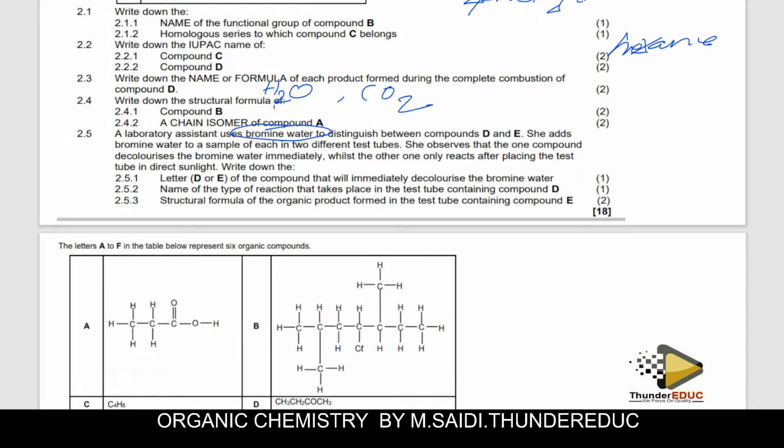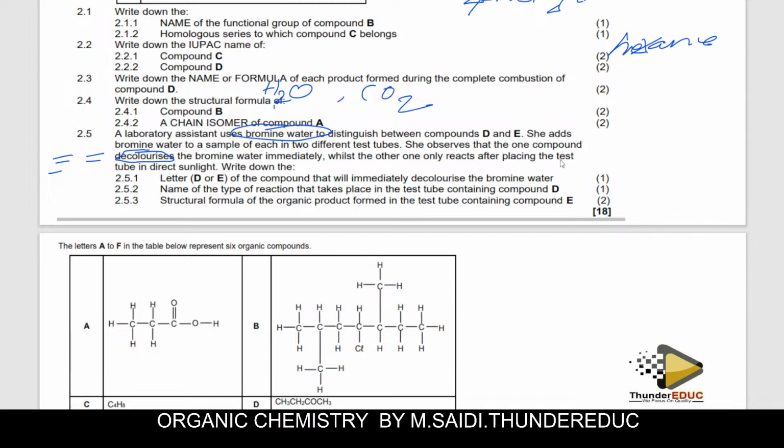They are saying that a laboratory assistant uses bromine water to distinguish between compound D and A. She added bromine water to a sample of each in 2 different test tubes. She observed that one compound decolorizes. Now, once you see this, one compound decolorizes, your mind must be that this must be a double bond or a triple bond between carbon atoms. Bromine water immediately, while the other only reacts after placing the test tube under sunlight.